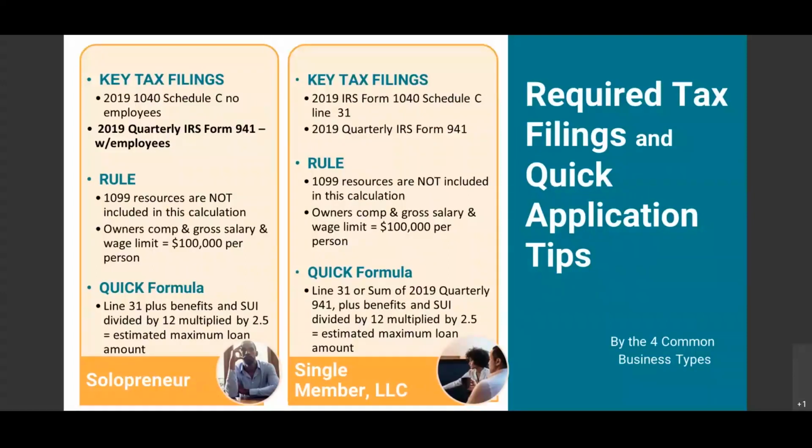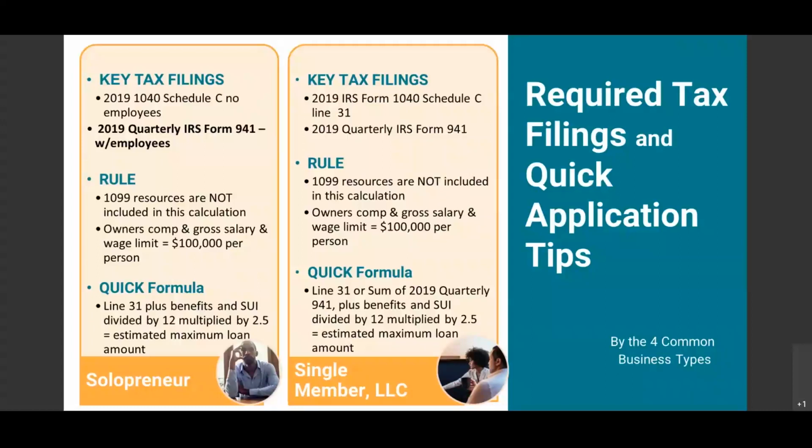And so here's a quick formula, which is the same as I indicated in the previous slide. If you're a sole proprietor with no employees, you would simply take line 31 on your Schedule C, plus any benefits or state unemployment insurance. You divide that by 12, as I indicated before, and multiply it by 2.5 to arrive at your maximum loan amount. Now for the LLC, it's much similar to the sole proprietorship.